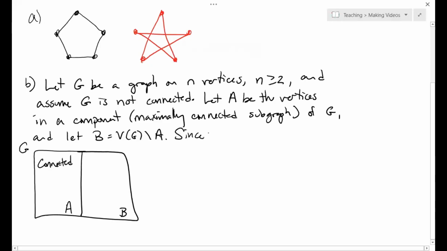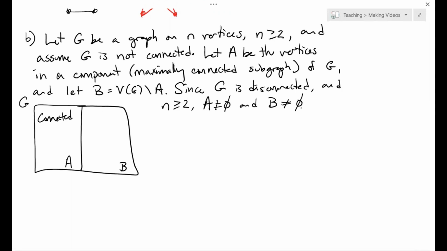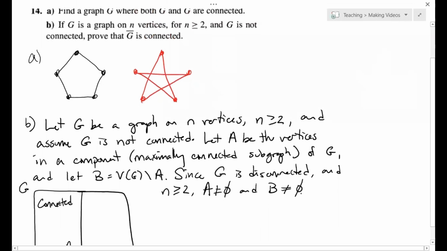Since G is disconnected and n is greater than or equal to 2, B is not empty. That's something important to notice. A is not empty and B is not empty. Now there might be 17 components here. I don't know how many components there are, but I know I've got one on the left, A, and then B is just everything else. This is part of the trick. So now what I want to show is that G bar must be connected.